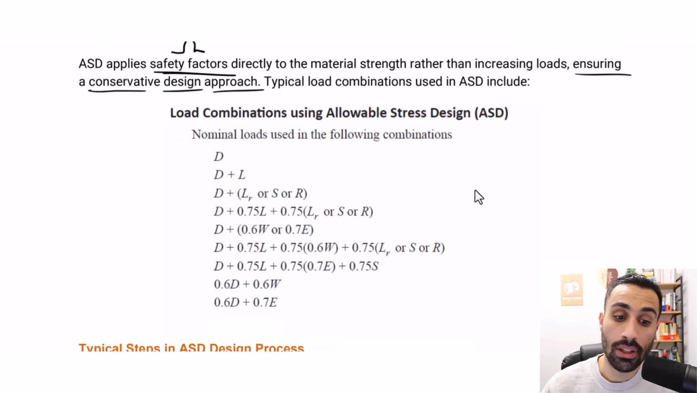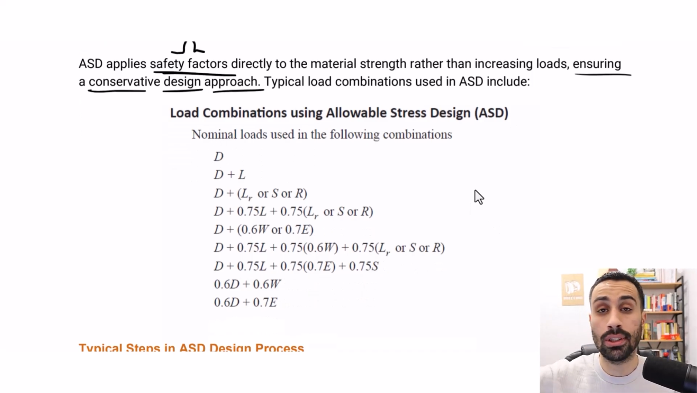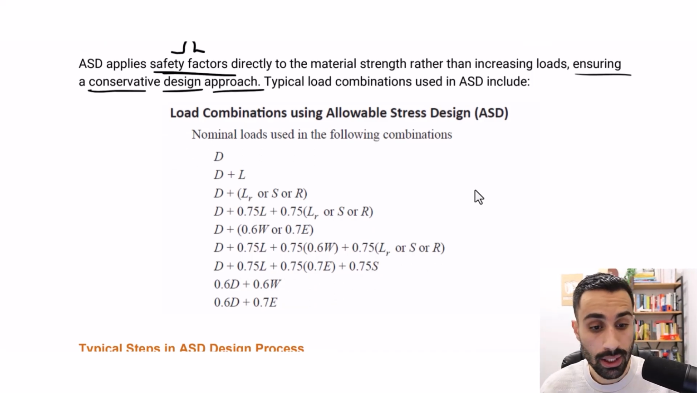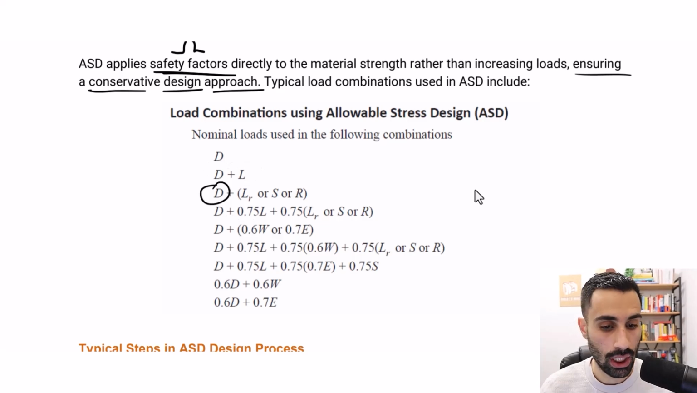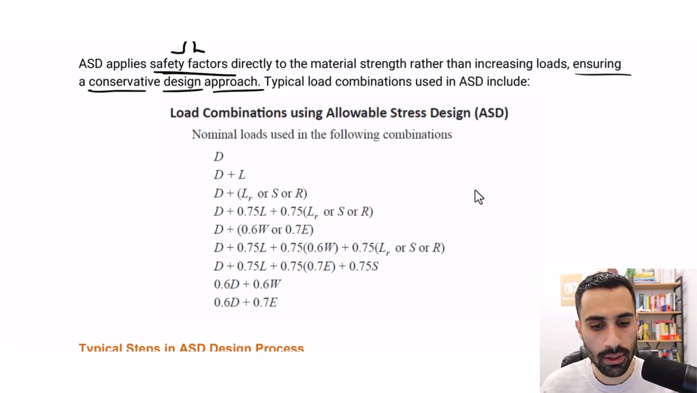Here's an example of the nominal loads. So this is a service load, the real dead load. We just keep it: dead plus live, dead plus either roof live, S, or rain. We pick the highest one. Now note this is a little tricky. We're still not increasing the load, so we're being consistent here. 0.75, so like 75% probability. So this reduces the live load.